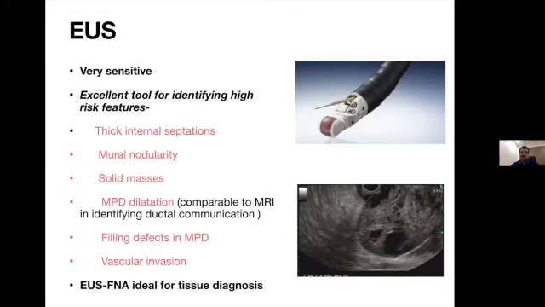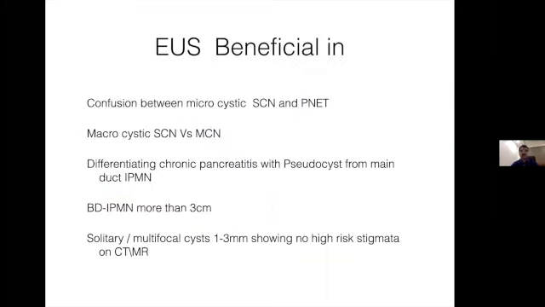It will show the filling defect in the main pancreatic duct, which is very well seen in patients with intraductal papillary mucinous neoplasm. It will also help you to identify the vascular invasion and stage the local extent of the tumor. And if you do EUS-FNA, it is ideal for tissue diagnosis. So EUS is beneficial if there is a confusion between a microcystic serous cystic neoplasm and pancreatic neuroendocrine tumor.